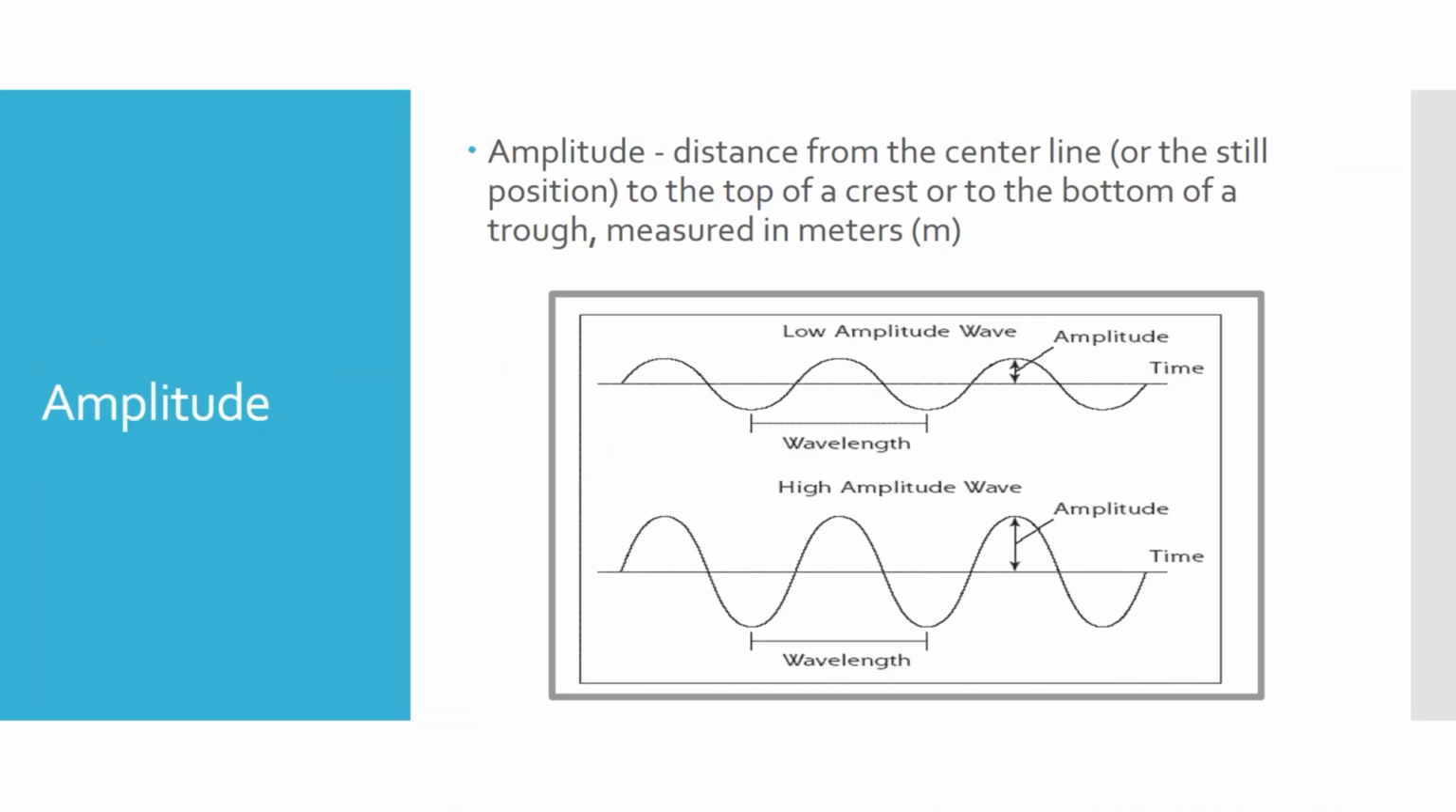And that, again, is measured as a distance. So wavelength is given as a distance, typically meters, although it can be other units. And then amplitude is also going to be measured in some kind of a distance as well. Frequency is just the cycles per second.